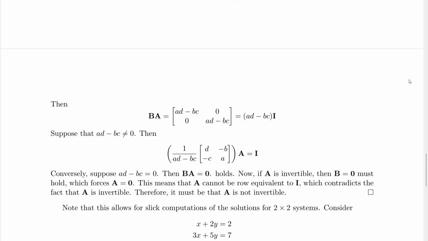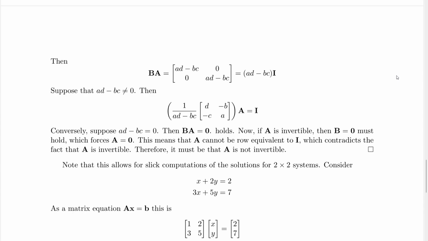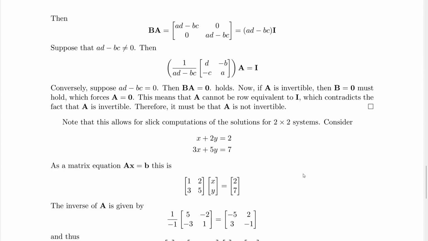Well, break this down into the matrix equation Ax equals b. Here our matrix A is 1, 2, 3, 5, our x is x, y, and our b is 2, 7. Well, this matrix A is indeed invertible, as the magic number AD minus BC will be 1 times 5 minus 3 times 2, which is negative 1. We swap the diagonal, negate the off diagonal, scale it by negative 1. The inverse of A is given by that.